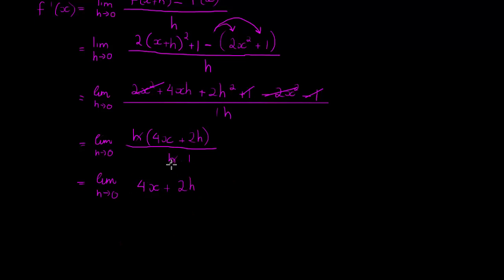Now finally I've gotten rid of my discontinuity, so once I have gotten rid of that, I can substitute. The moment I substitute, I lose the limit notation. So now I just substitute h with 0, so plus 2 times 0 is just this. This is my final answer.